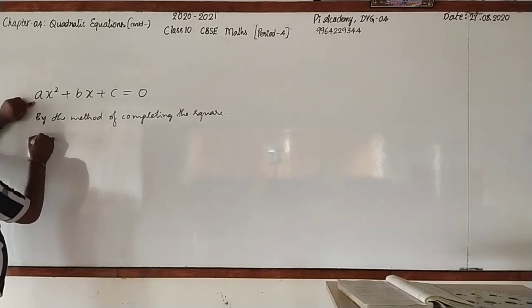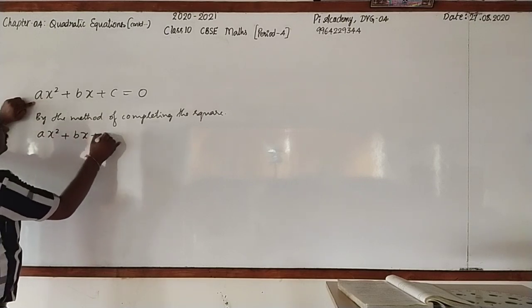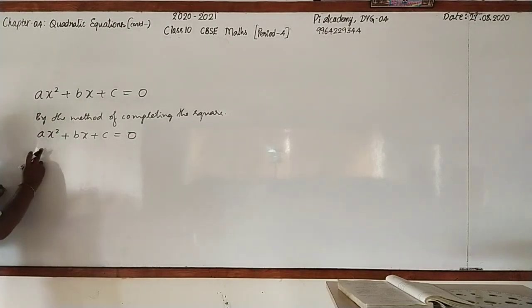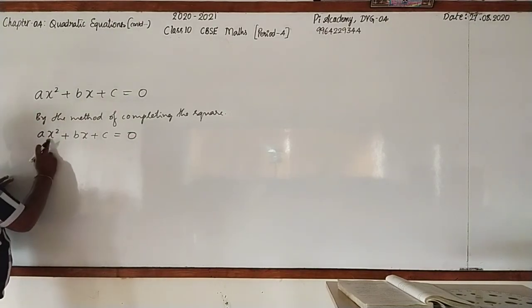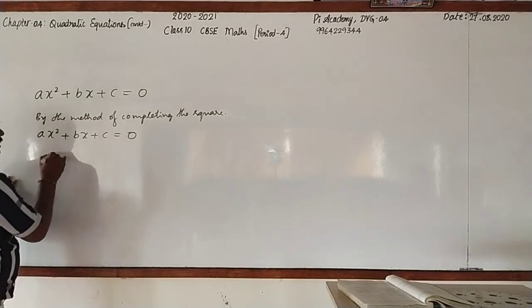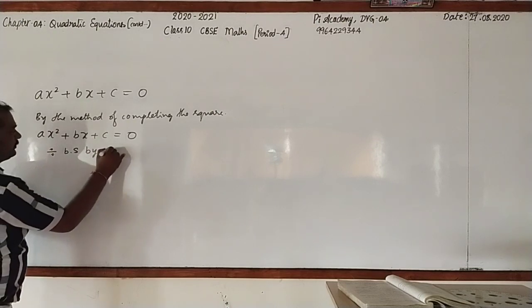By the method of completing the square, the given equation is ax² + bx + c = 0. Right? What is the first step? We have to divide the whole statement by the coefficient of x². What is that? a. Why should it be divided by a only? The reason is a is not a perfect square. Here I will write: divide both sides by a.